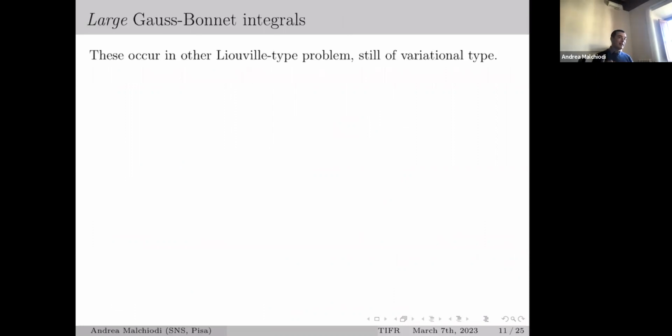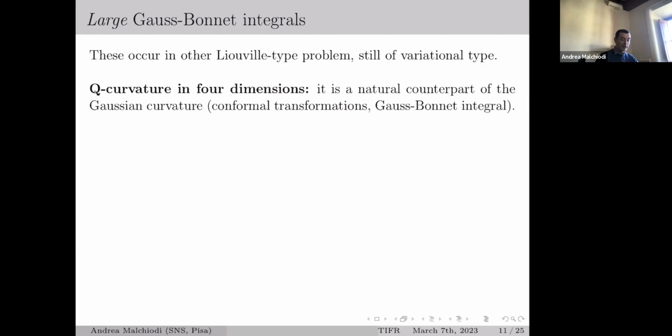Okay, so I was pretending that the Gauss-Bonnet integral were large. This doesn't occur for the Gaussian curvature, but it occurs in other Liouville type problems of variational type. So let me mention some of them. One example is the Q curvature in 4 dimensions, which is a natural counterpart of the Gaussian curvature.